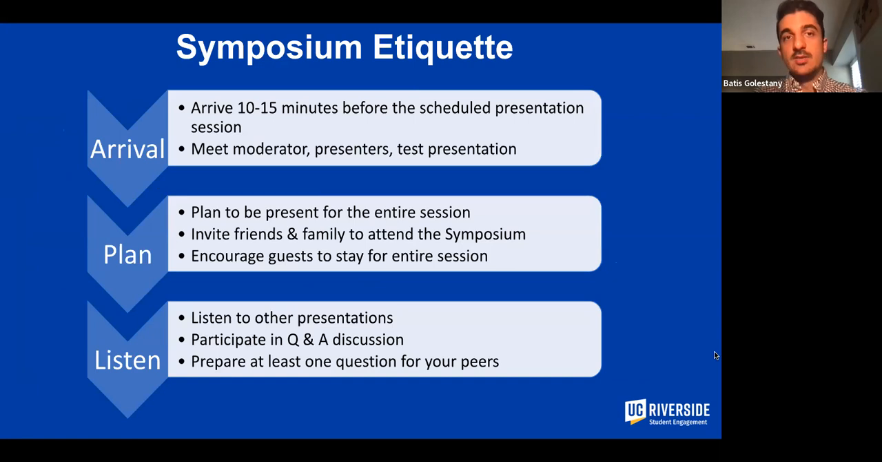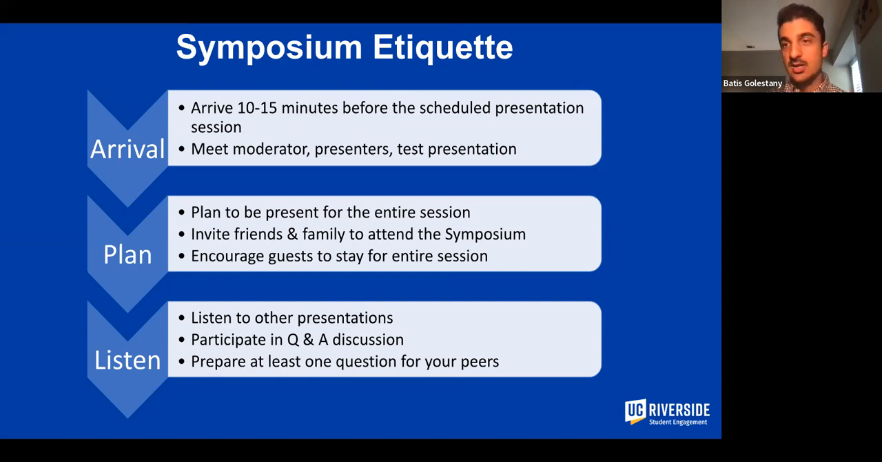So, symposium etiquette: make sure you arrive 10 to 15 minutes before the scheduled presentation session. You're going to be in a Zoom meeting to meet the moderator, the presenters, and test your presentation. Make sure you're friendly and kind and attentive to the other people in your room as well. Plan to be present for the entire session, invite friends and family again, and encourage guests to stay for the entire session. And listen, this part is very, very important.